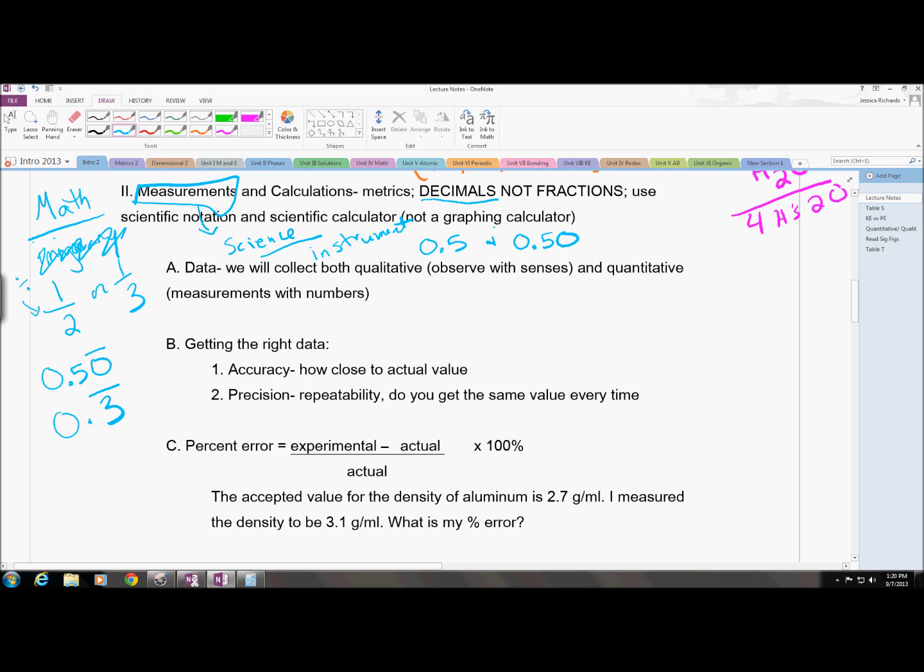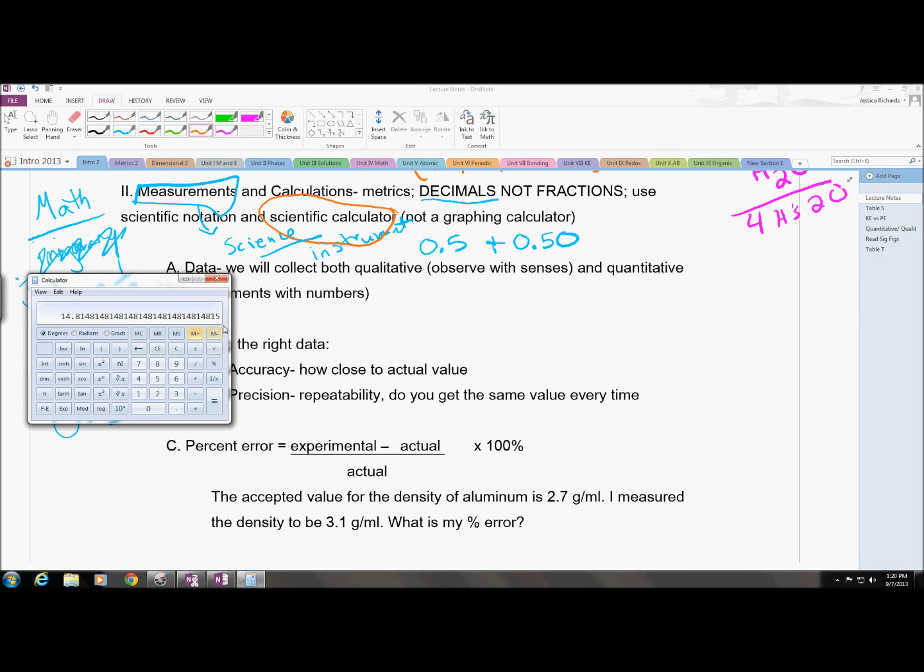Okay? There's a big difference between these two things. It's called significant figures. That's in Lecture B. It shows how accurate the instrument is. We also have to use a scientific calculator, and this is different from math. In math, you use your graphing calculators. We have to use a scientific calculator, and we're going to use scientific notation.